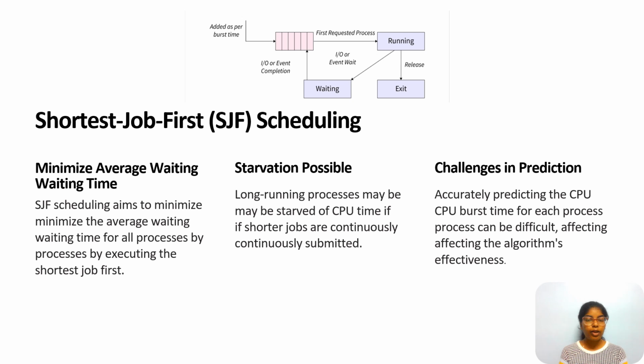The next scheduling algorithm is SJF scheduling, which is nothing but shortest job first scheduling. Here, we minimize average waiting time. SJF scheduling aims to minimize the average waiting time for all processes by executing the shortest job first. Moving on to starvation possible: long-running processes may be starved of CPU time if shorter jobs are continuously submitted. Challenges in prediction: accurately predicting the CPU burst time for each process can be difficult, affecting the algorithm's effectiveness.